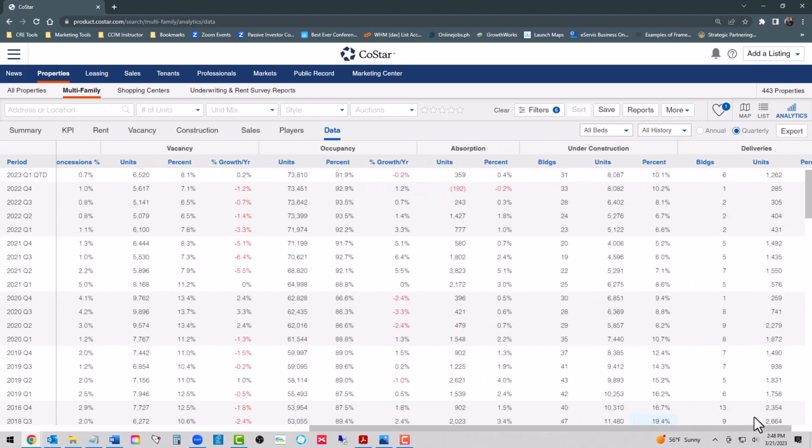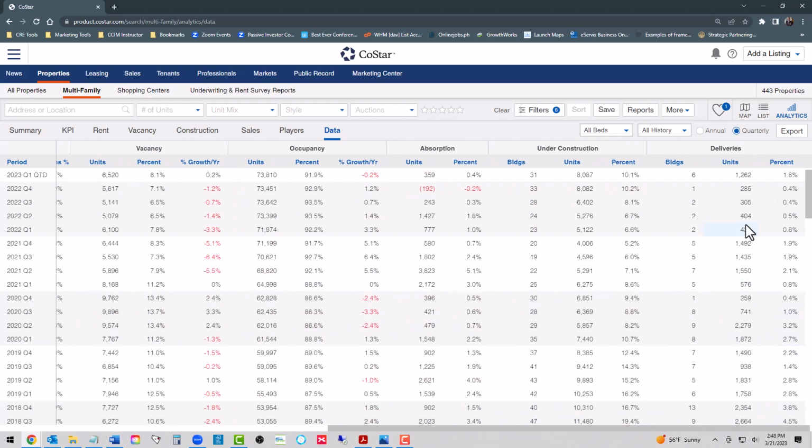If we scroll over and look at deliveries and absorption, we can see that much less has delivered in Class A. So it looks like Class B is the strong deliveries. We had 431 in the first quarter with 777 absorbing. That's good, strong absorption. 404 delivered, 1,427 absorbed. So again, that's 3 times the amount absorbed. So first and second quarter really strong in the Chicago market.